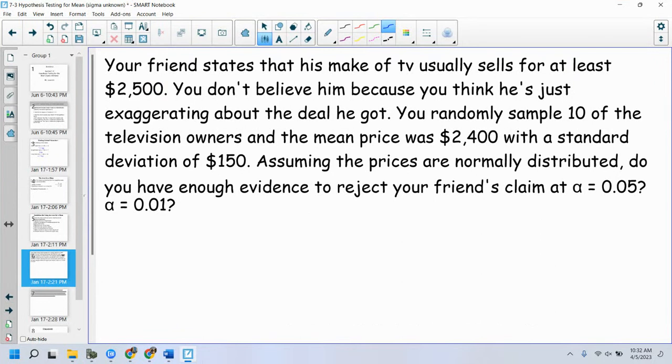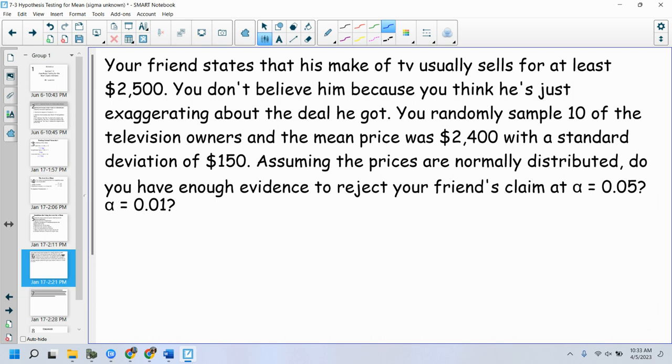Your friend states that his make of TV usually sells for at least $2,500. You don't believe him because you think he's just exaggerating about the deal he got. You randomly sampled 10 of the television owners, and the mean price was $2,400, with a standard deviation of $150. Assuming the prices are normally distributed, do you have enough evidence to reject your friend's claim at the 0.05 or 0.01 level?